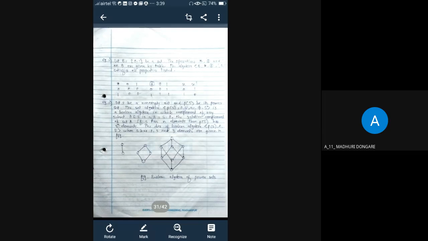Have you understood this example? Here they have just shown how to represent any Boolean algebra based on the number of elements in that particular set. Have you understood? Yes, ma'am. Okay.